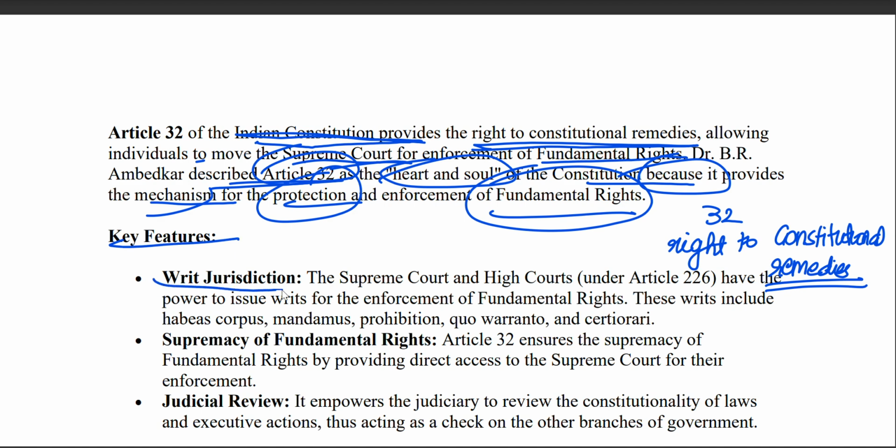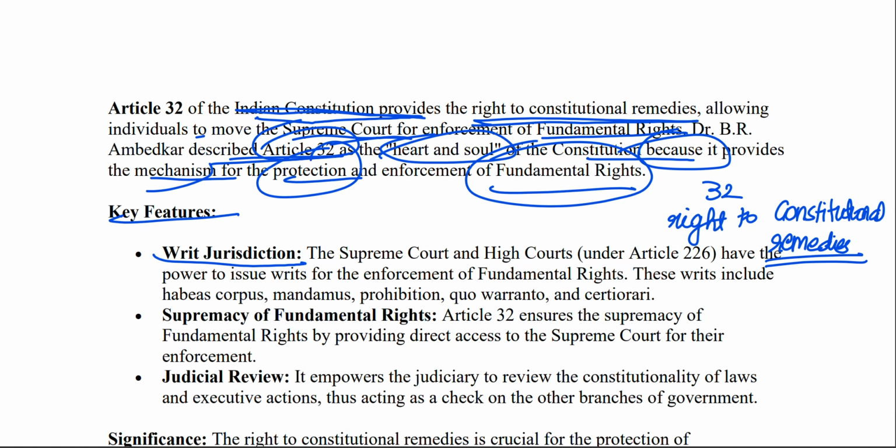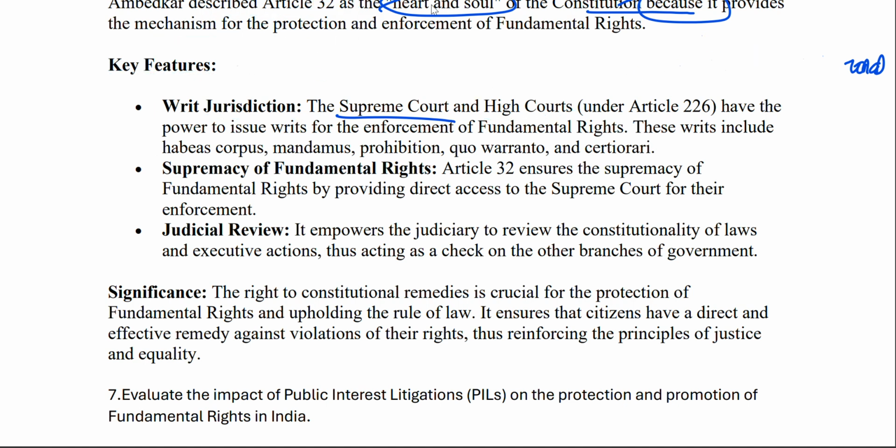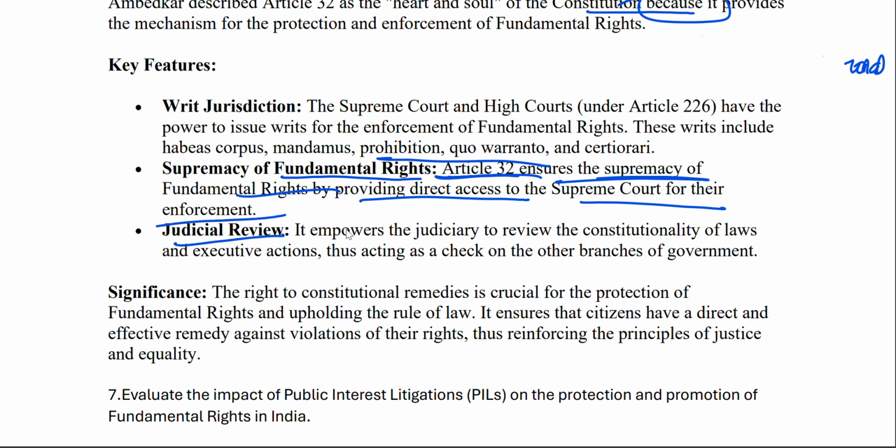Now, key features of writ jurisdiction. The Supreme Court and even the High Courts issue writs under Article 226. Now, we need to include the writs. Writs are habeas corpus, mandamus, certiorari, quo warranto, and prohibition. Supremacy of fundamental rights: Article 32 ensures the supremacy of fundamental rights by providing direct access to the Supreme Court for enforcement. Judicial review: it empowers the judiciary to review the constitutionality of laws and executive actions, thus acting as a check on the other branches of the government.